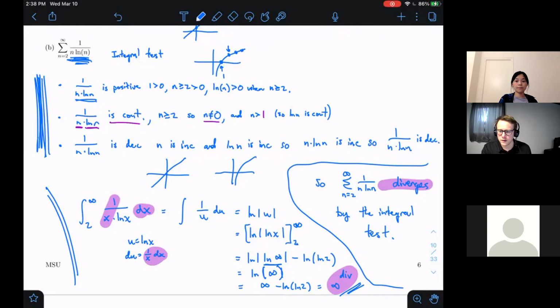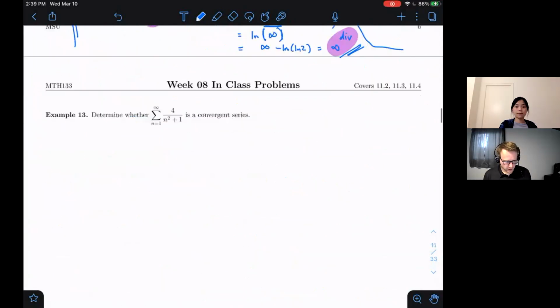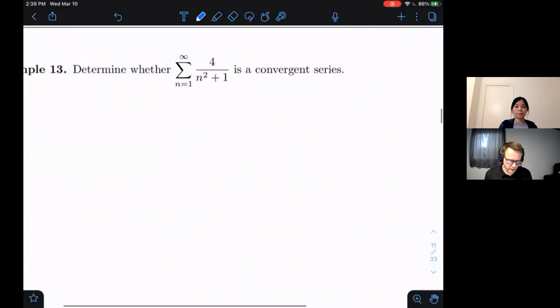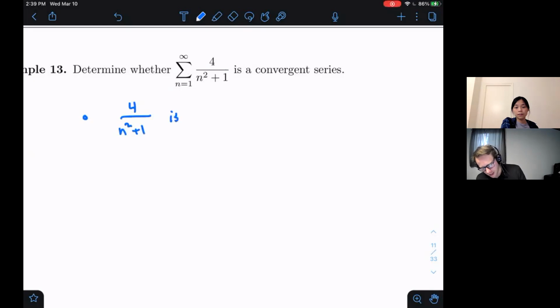Yeah, definitely. All right, so let's go ahead and peek at this one here, determine whether this is a convergent series. Again, going down the list, it turns out that you can't use the nth term test for divergence. You can't use the geometric series test. You can't use the p-series test. So right now, all we know is the integral test. For the integral test, we're going to go through and make this strong connection. So the first thing is 4 divided by n squared plus 1 is positive.